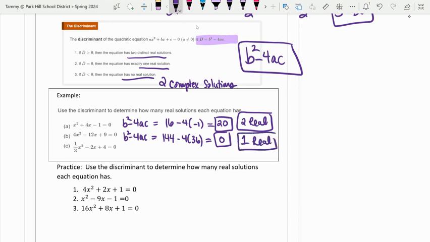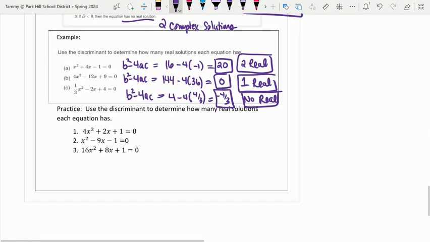And last one, b squared minus 4ac. We can leave the fractions in there on this one if you want. So b squared, negative 2 squared is 4. Oh, I'll write that down. b squared minus 4ac. So negative 2 squared is 4 minus 4 times 1/3 is 4/3. So 4 minus 4 times 4/3 is negative 4/3. So since that's a negative number, it has no real solution or 2 complex.